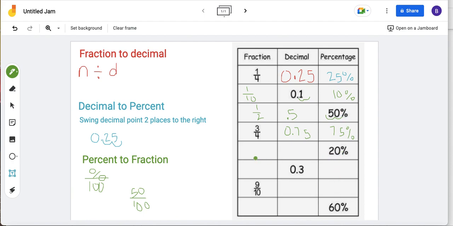So for the percentages, I'm going to put 20 over 100, which is equal to 1/5. Also divide it by 100 or swing it 2 to the left, and that is equal to 2/10. For the next row, if I would say this correctly, I'd say 3/10, which means that's also the fraction. And if I move it 2 to the right or multiply it by 100, I get 30%.